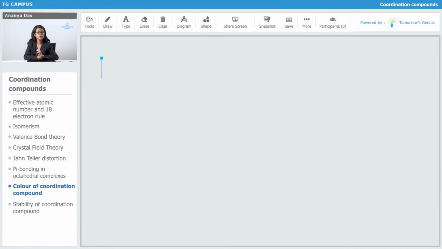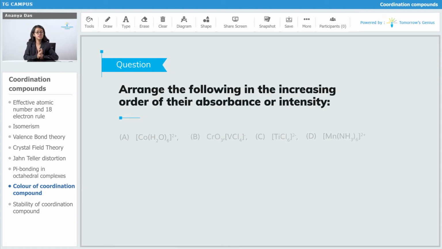Now let's do a question in which we have to arrange this in increasing order of the absorbance or intensity. First we have [Co(H2O)6]2+. In [Co(H2O)6]2+, Co is in +2 oxidation state, that means it is Ar 3d7 and 4s0, and it is a high spin complex because Co in 2+ state with H2O, H2O is going to act as a weak field ligand.